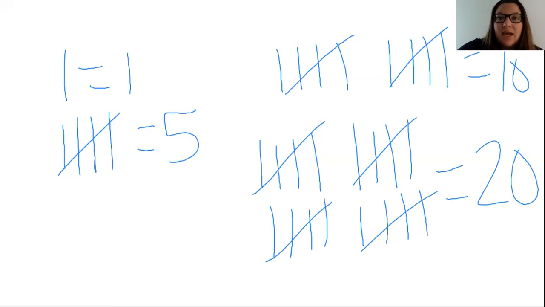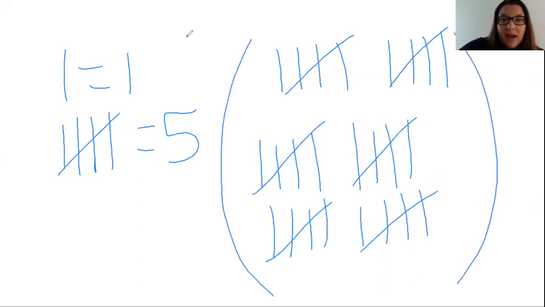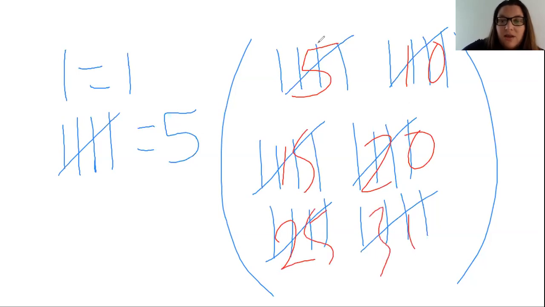So if I just had this row here, and I was going to count them right here, then I know that I would have, and I'll use a different color so you guys can see it, 5, 10, 15, 20, 25, 30. Counting in 5s is super easy for us because we've been practicing it for so long. So that is how we do tally marks.